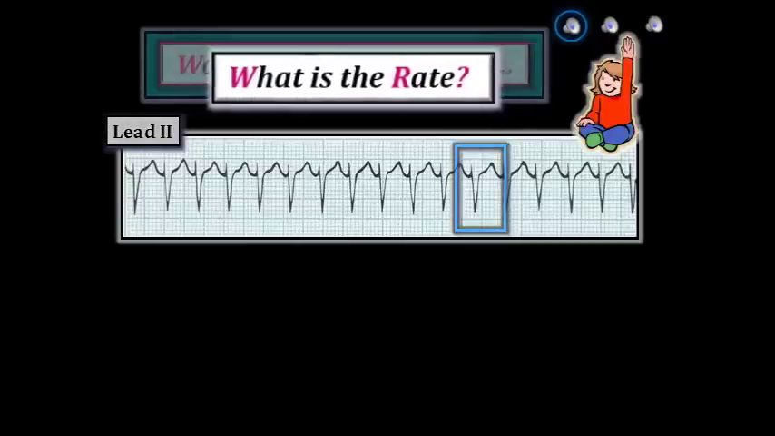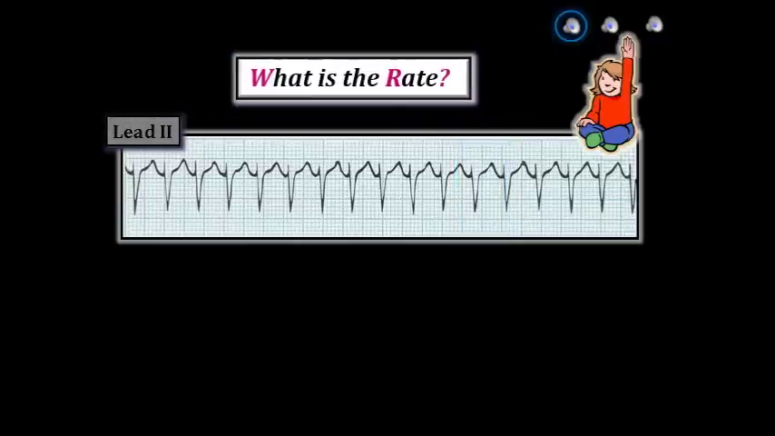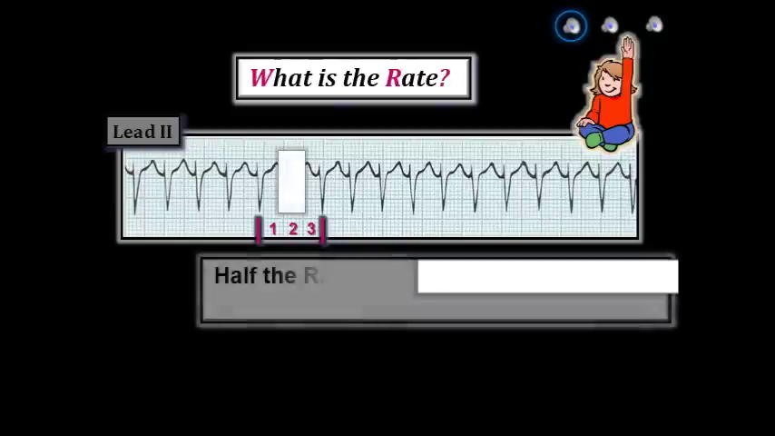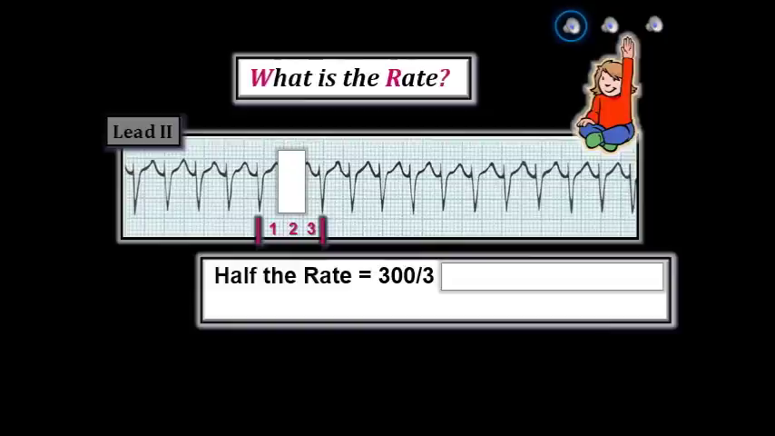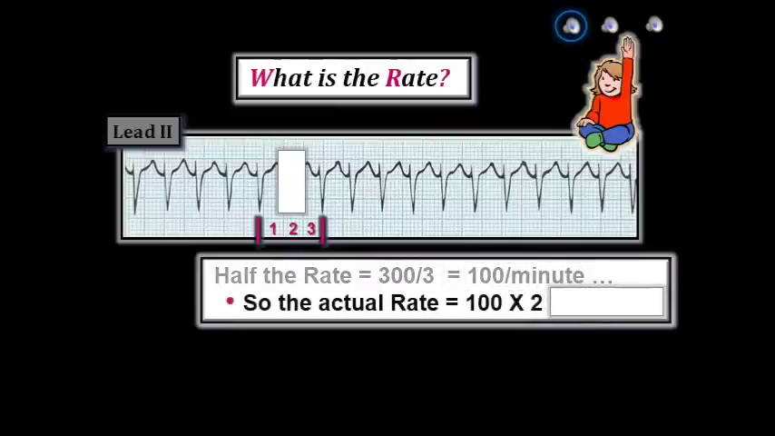What about the rate? To determine the rate, we'll pick a QRS complex that begins or ends on a heavy line and count the number of large boxes that it takes to record 2 beats. This is the every other beat method. It takes 3 large boxes to record every other beat. Therefore, half the rate equals 300 divided by 3, or 100 per minute. The actual rate is twice that amount, which is 100 times 2, or 200 per minute.